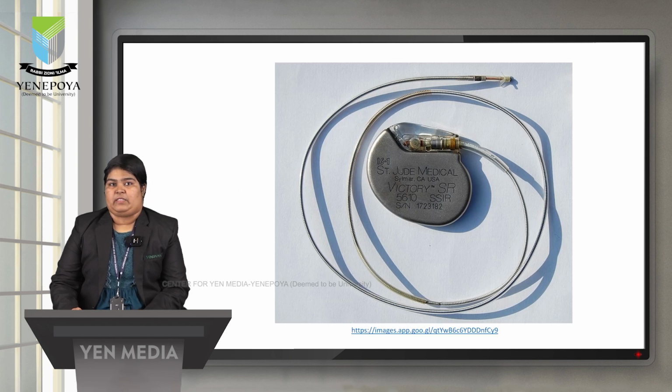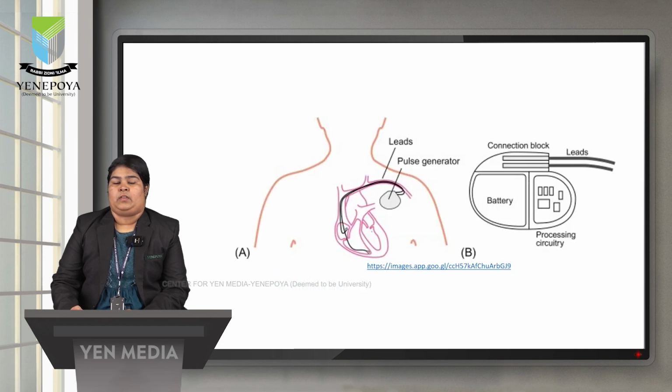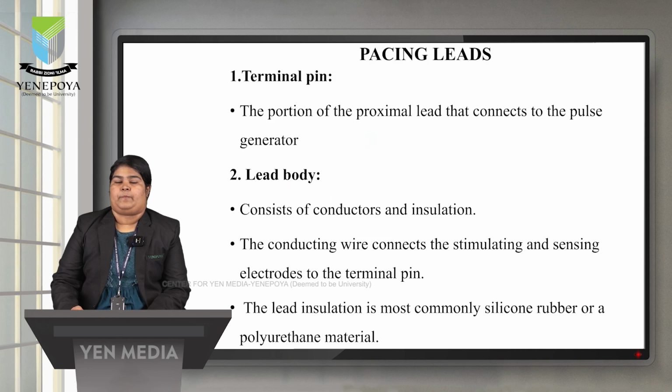So this is the pacemaker. So this is the pulse generator with the lead. Through the subcutaneous pocket, we will be implanting the leads through the subclavian vein into the right atrium and the right ventricle, and the pacemaker generator or the pulse generator will be kept at the subcutaneous pocket which is created, and it will be sutured.